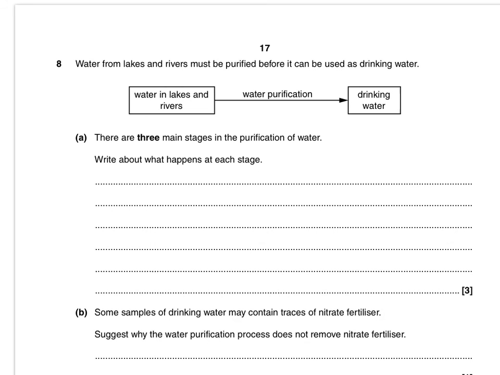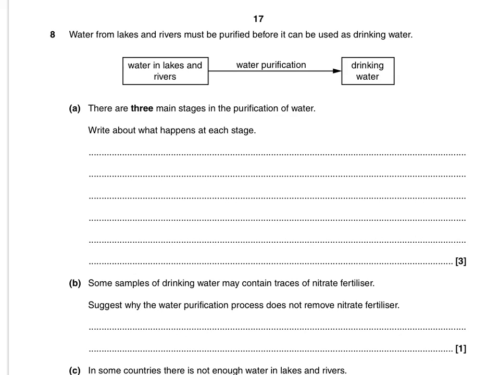Right, water from lakes and rivers must be purified before it can be used as drinking water. Okay, I don't know why they needed to put that diagram in there, but hey-ho. There are 3 main stages in the purification of water. Write about what happens at each stage. So you need to be racking your brains. What 3 processes, what happens at each stage.